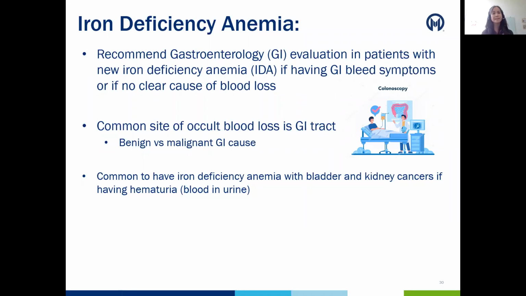It's also common within the world of kidney, bladder cancer, et cetera, to have iron deficiency anemia, especially if you're having chronic blood loss in your urine. So anywhere up to 60% of patients with bladder cancer, for example, will have iron deficiency anemia until they're fully treated.